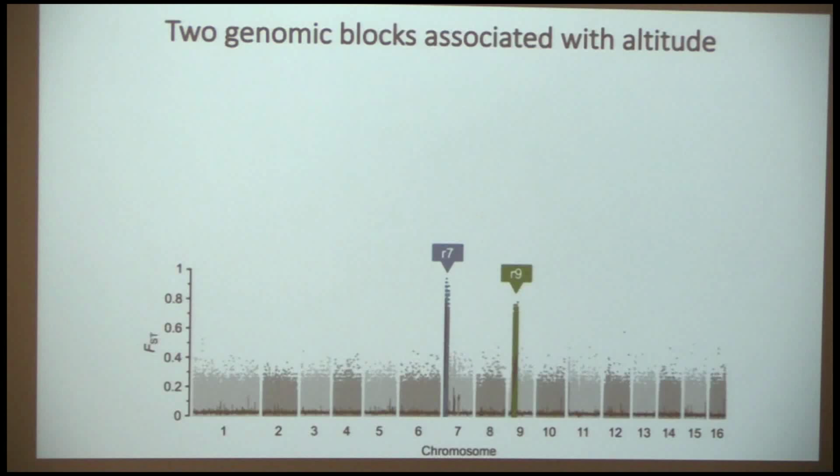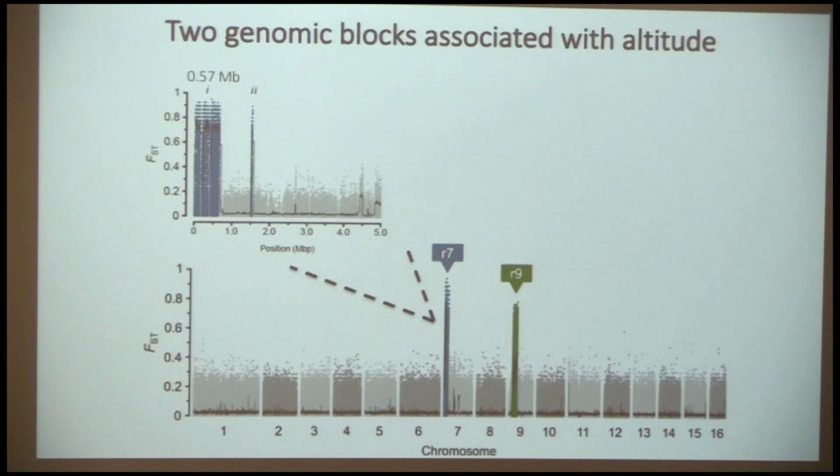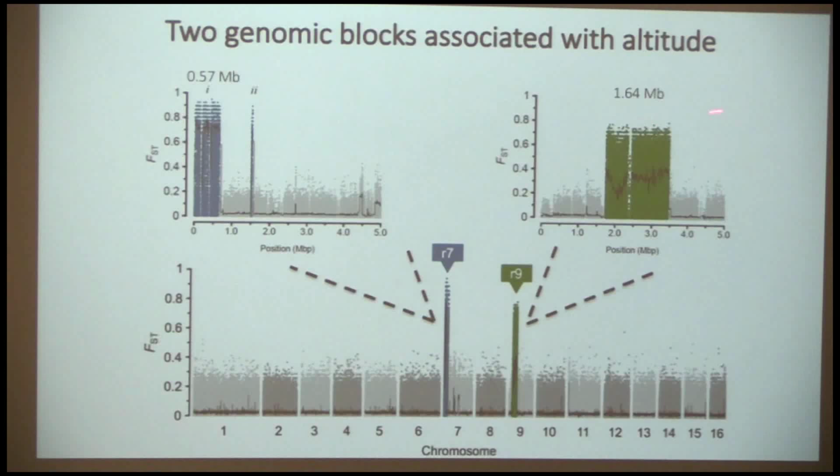So here you have what you get when you compare the two highland populations with the two lowland populations. So now you can see that you have these two blocks of very strongly differentiated regions. So this is a plot of FST, which is a statistic that measures difference in allele frequencies between the populations. And when we zoom in on these, you can see that you find two long blocks of differentiation, which would appear to support the idea of them being some kind of structural variation with distinct breakpoints.